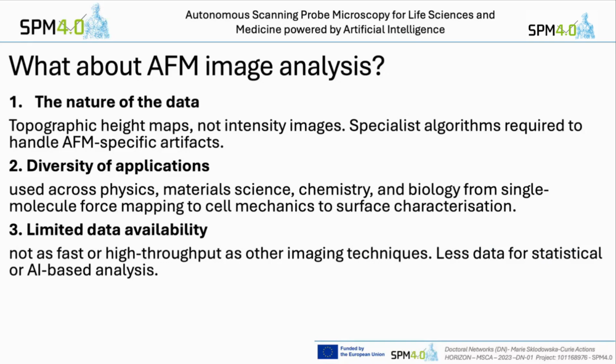It's also quite limited in its data availability generally. With optical images, you can take thousands of images, and when you're thinking about deep learning models, it's quite easy to train on those thousands of images. Whereas AFM is generally fairly low throughput. It's quite a slow technique, talking 5 to 10 minutes per scan. It's quite difficult to gather enough data for your statistical analysis or your AI analysis. So that's, again, something that needs to be thought about.